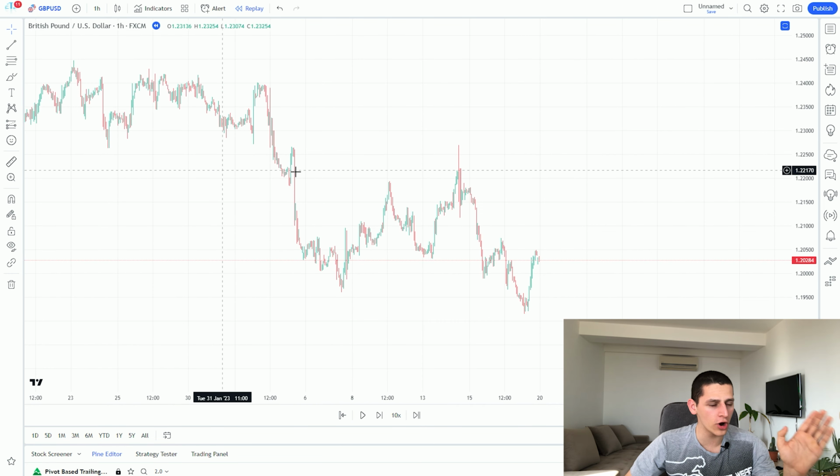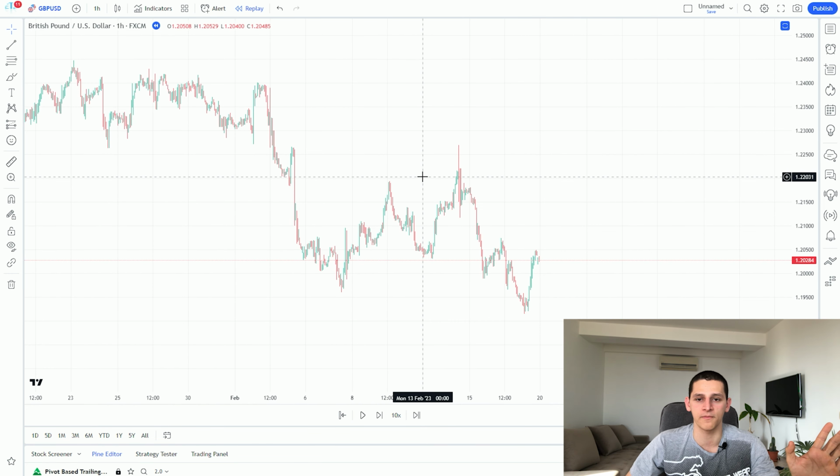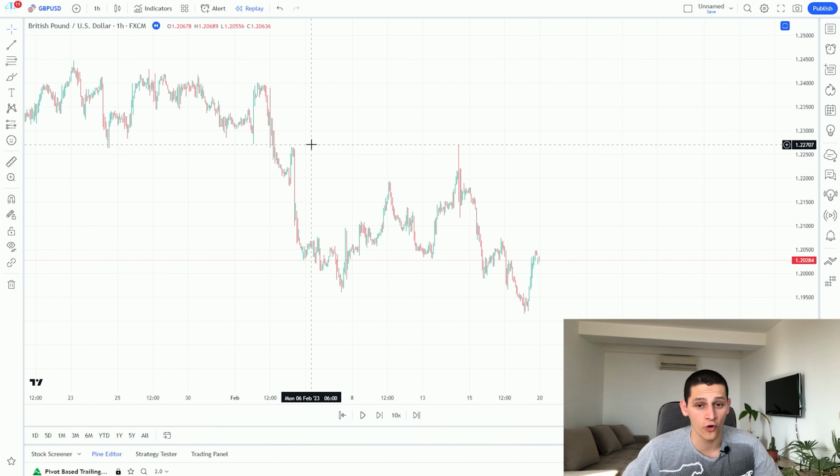4 steps. You need exactly 4 steps to follow to be able to do technical analysis from absolutely naked chart to hitting your take profit. Without further ado, let's jump right in. British pound US dollar, 1 hour time frame. One of the most liquid forex pairs.